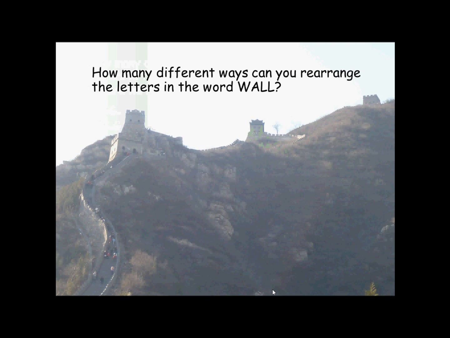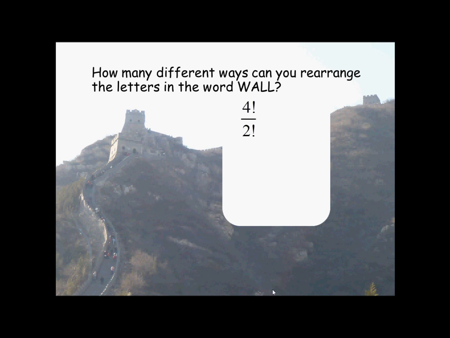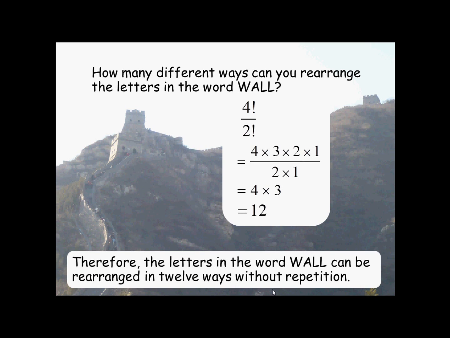Next example, how many different ways can you rearrange the letters in the word wall? So again, we've got repeated letters happening here. There's 2 L's in the word wall, but this time we have 4 total letters. So we're going to take the 4 total letters, 4 factorial in the numerator, and divide out for the repetition that's happening because the 2 L's can rearrange themselves in 2 factorial ways. So we divide by 2 factorial, and we get 12 different ways in which to rearrange the letters in the word wall.